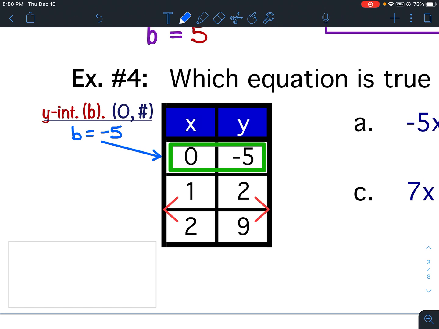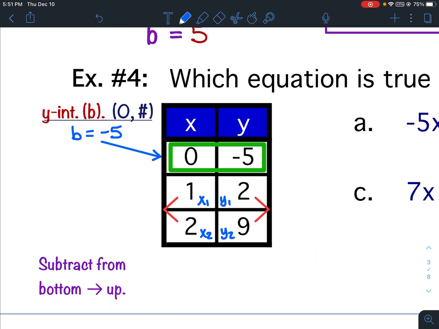Now I have to find m. I have to find the slope. Well, this would be x1, y1. This would be x2, y2. So we could set it up, m equals y2 minus y1 over x2 minus x1 and plug it in there. We could do that. Or another way of doing it is simply subtracting it right here at the chart. And if you're going to do that, you're going to subtract from the bottom up.